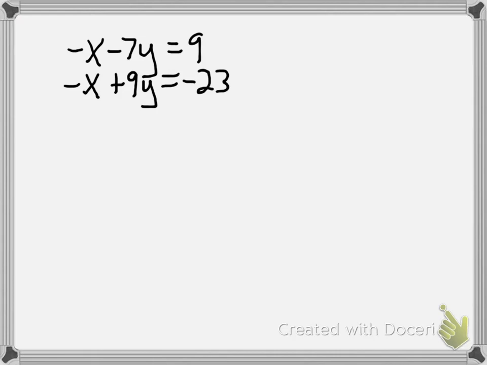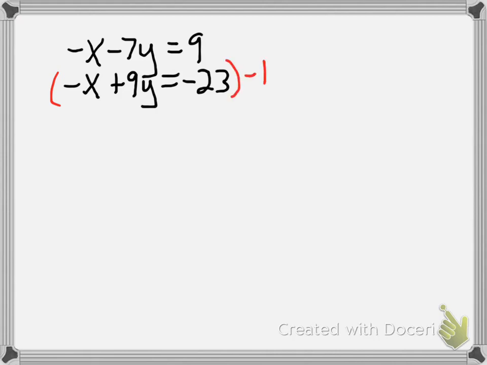Alright, so with this one, again, our x's are the same, they have the same number, but they both happen to be negative. I need one of them to be positive. So it does not matter which one you multiply. I think for this one I'm going to multiply the bottom just because it gives me a negative 23. You could have multiplied the top as well, it really does not matter. I'm just going to do this one.